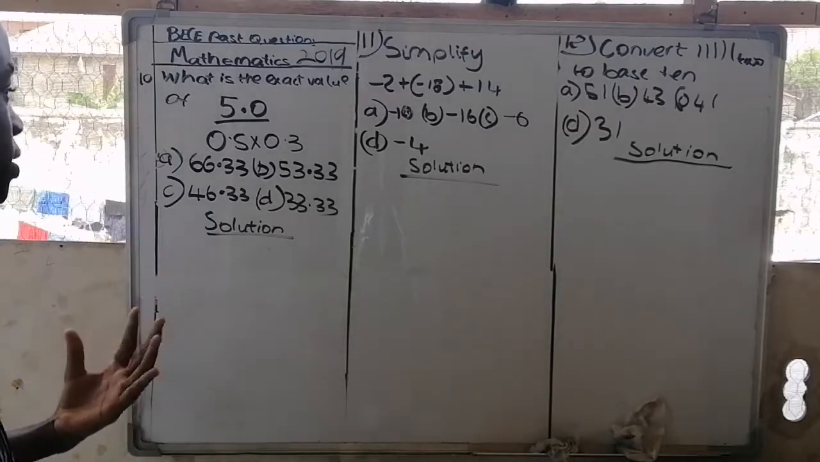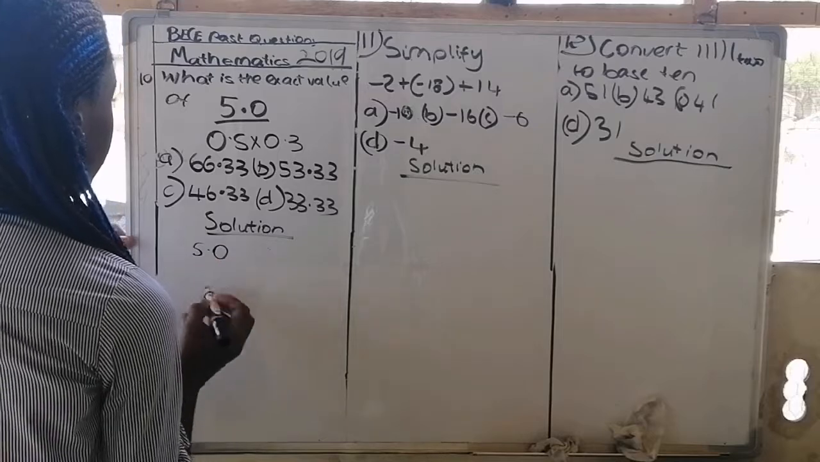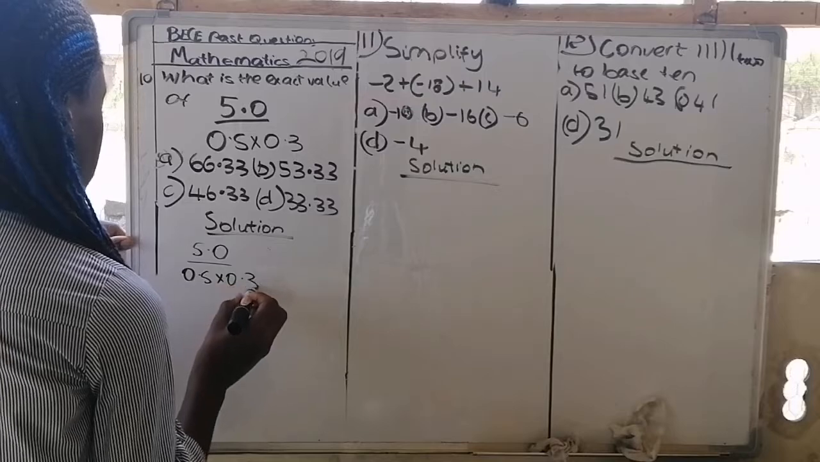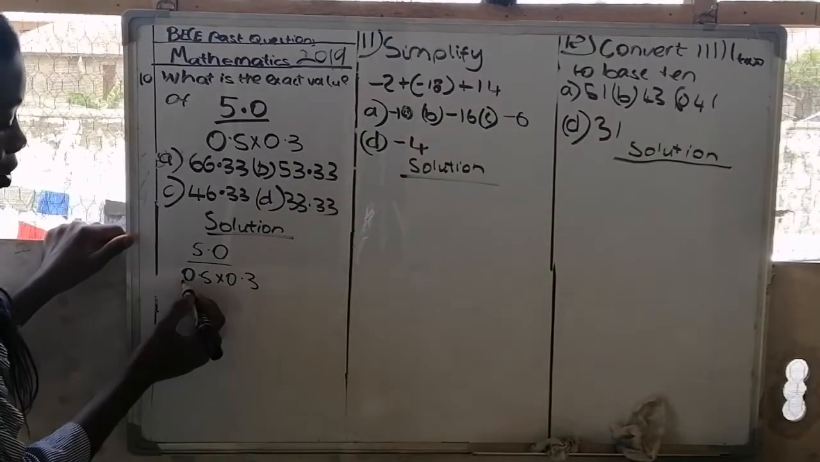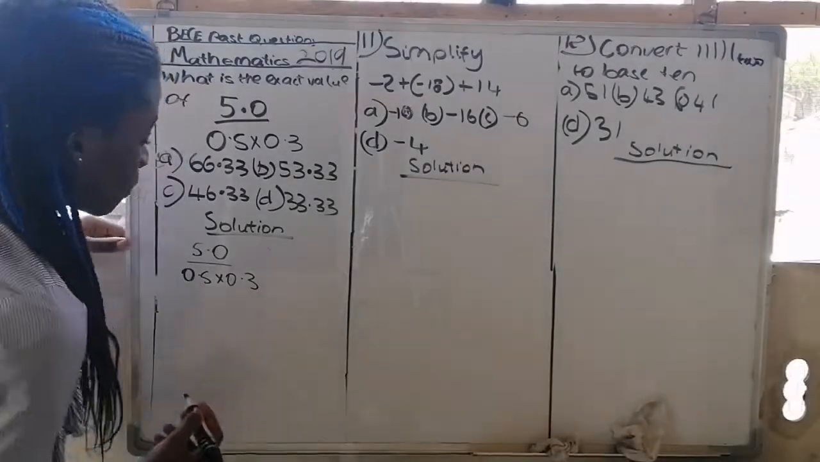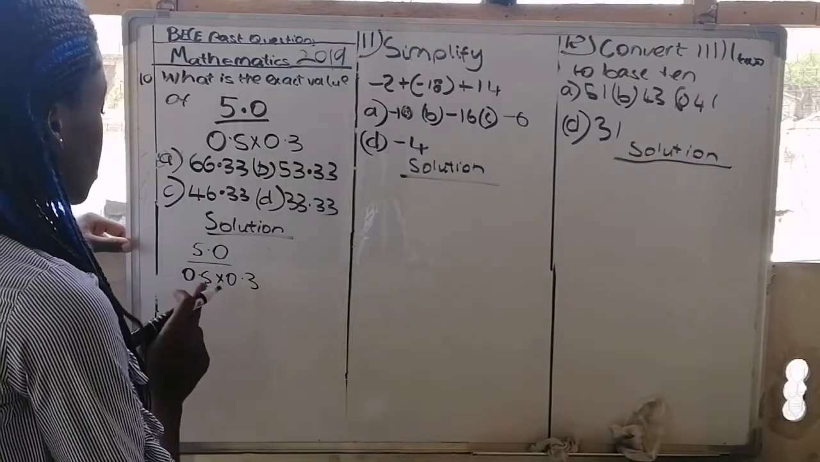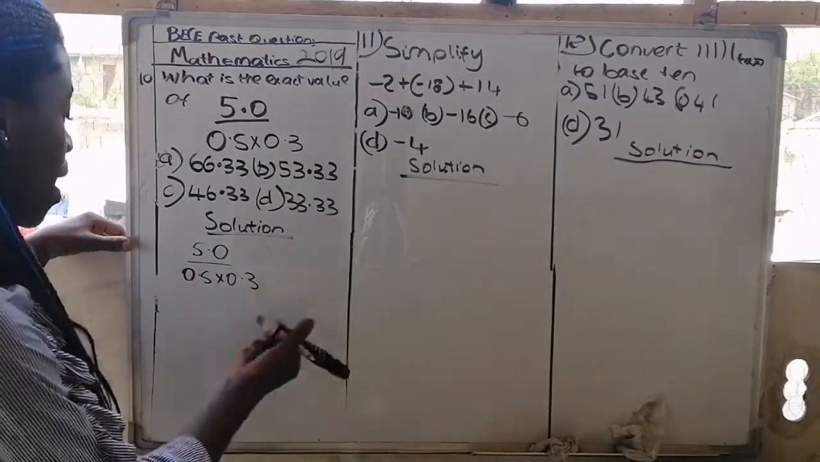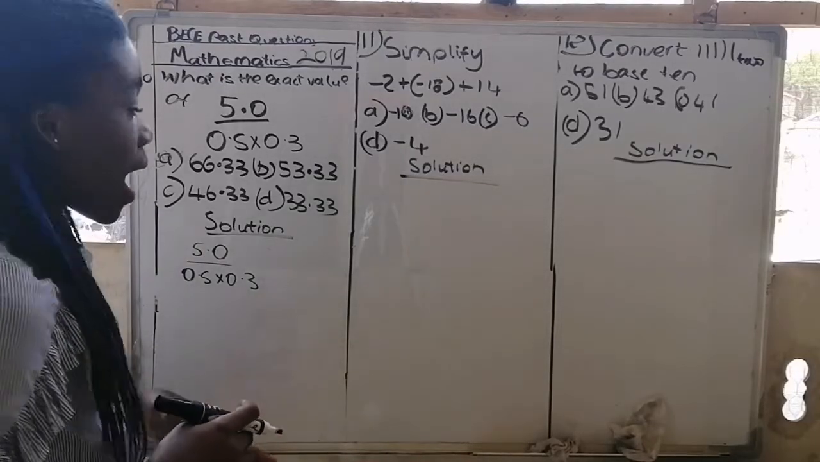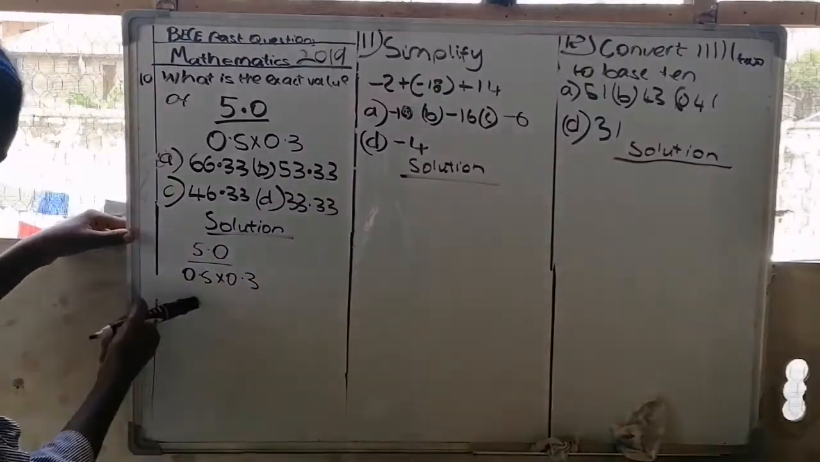So solution, let's solve. 5.0 over 0.5 times 0.3. First of all, we have to solve this here to simplify everything for us. 0.5 times 0.3. When you are multiplying decimal fractions or decimals, just multiply it first. Then you have to count the number of decimal places after the decimal points. Then you put them together and add it and then place it in your answer. Let me explain by solving this.